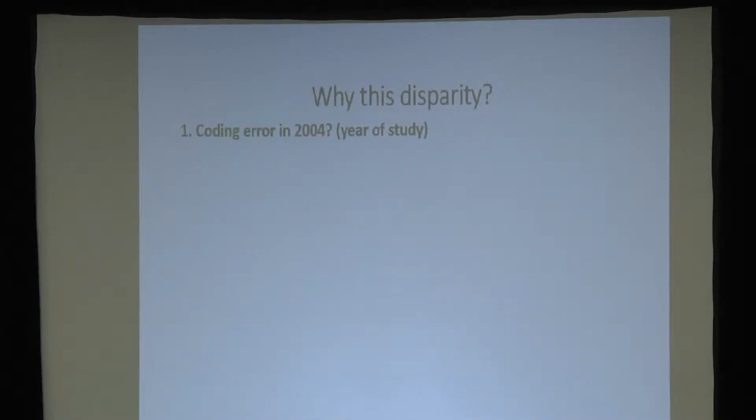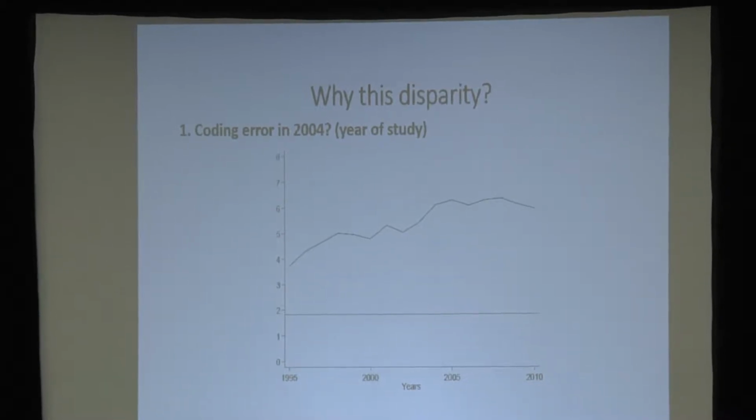So an obvious question is why do we observe this disparity? Maybe 2004 was a freak year, something happened and that's what we got. I'm talking about 2004 because this is the year that the Peristat sample was collected, so that's the year in question here. Is it a coding error in 2004?